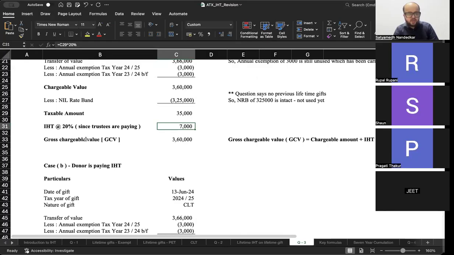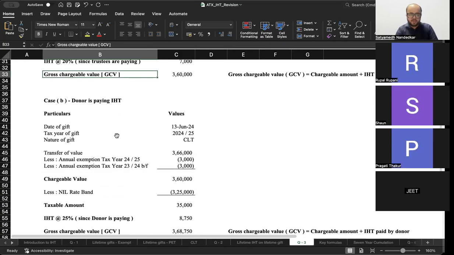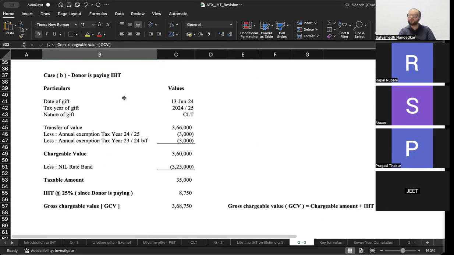After that, you get the gross chargeable value. What is gross chargeable value? Gross chargeable value is always chargeable amount plus IHT paid by donor. IHT paid by the trustee will not be considered. Now, in the same situation, if the IHT were to be paid by the donor, then taxable amount is 35,000. On that, you have to pay IHT at the rate of 25%, which makes it 8750.